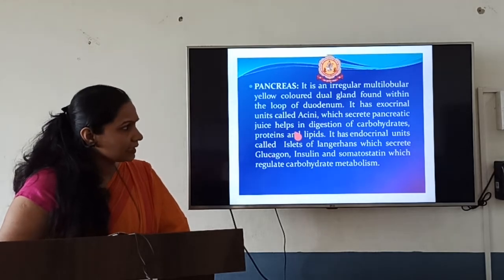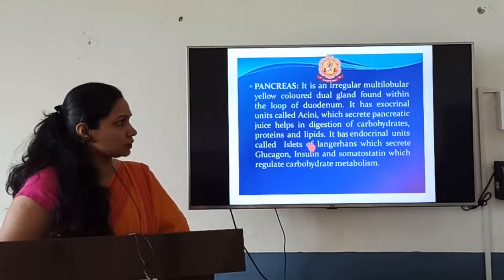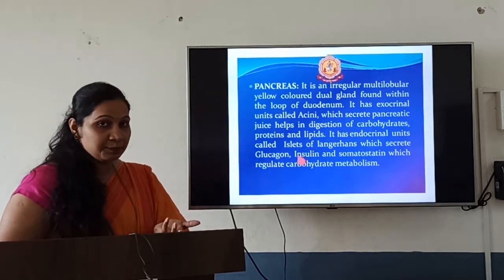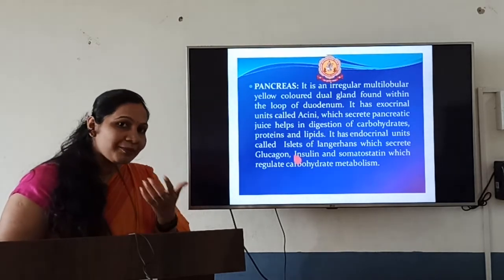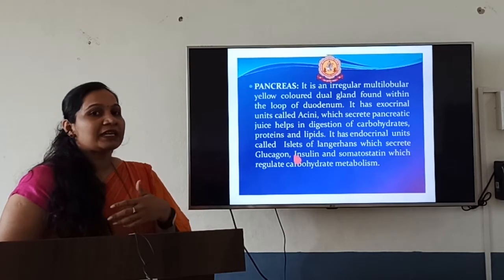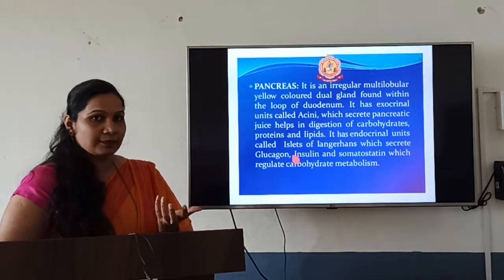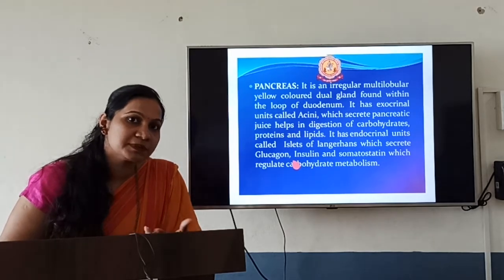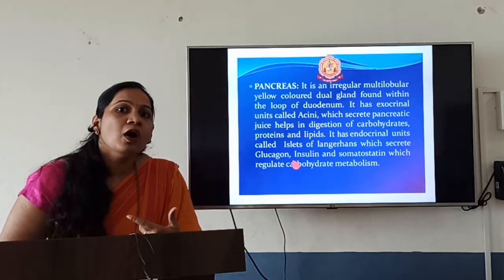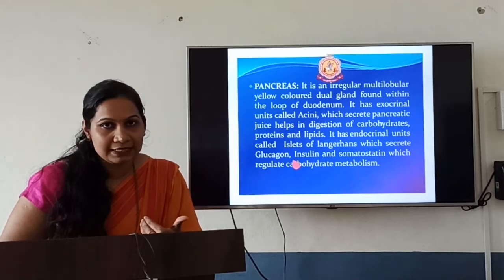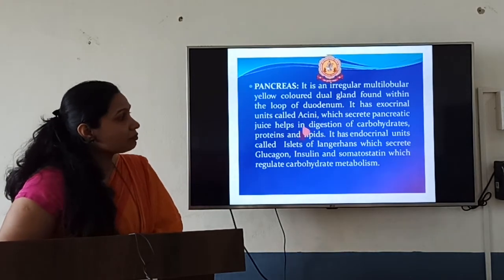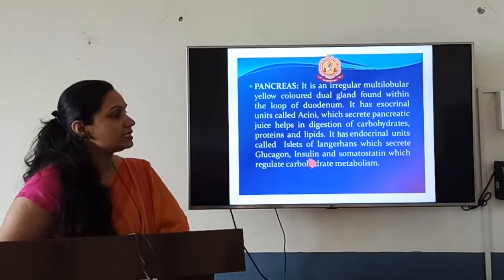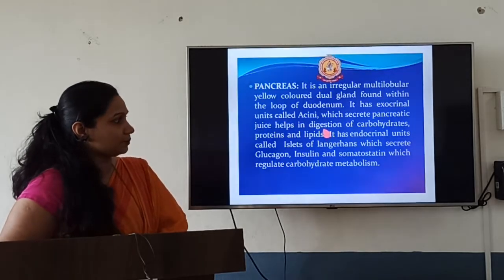In the pancreas, the pancreatic juice consists of enzymes such as pancreatic lipase, pancreatic amylase, okay. So pancreatic proteases mainly include trypsin, chymotrypsin, carboxypeptidase. All these are the enzymes. So these are mainly involved in the digestion of carbohydrates, proteins as well as the lipids.